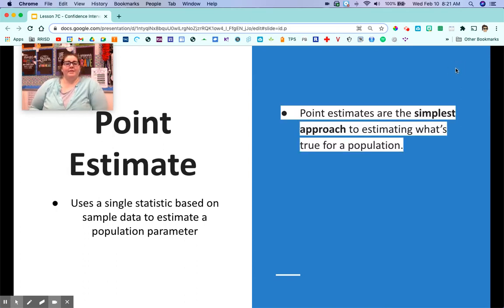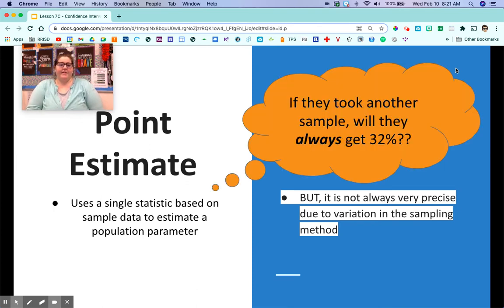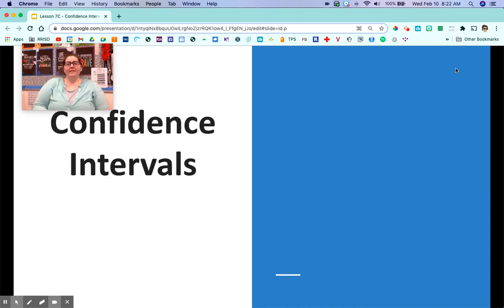Point estimates are a very simple approach to estimating what's true about the population. But the downside is that it's not always going to be very precise, because we know that even with random samples, those statistics are not always going to be spot on. They could be a little off, they could be a lot off just by randomness, just by the fact that random isn't necessarily always going to be perfect. So we have to realize that. A way to think of that is, if I took another sample, will I absolutely get the same 32%? Probably not.